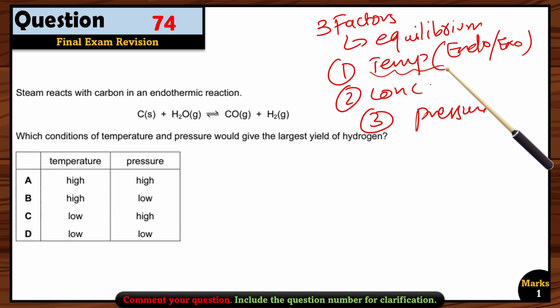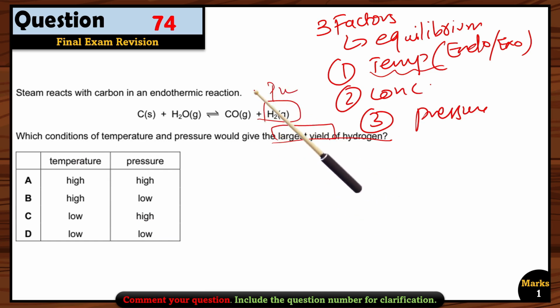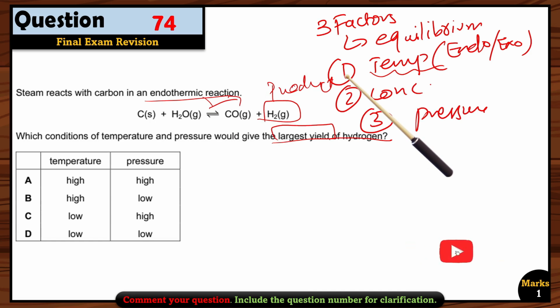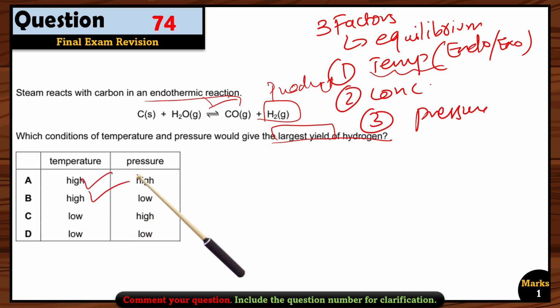So now let's see this condition. Which conditions of temperature and pressure would give the largest yield of hydrogen? Where is hydrogen? It is our product, and this reaction is endothermic. What does it mean? It means the forward reaction is endothermic. Endothermic reactions always like to have high temperature. They like to take heat from their surroundings. So you provide high temperature for endothermic reactions so that you can get more product. Okay, so the temperature should be higher because the reaction is endothermic. So increasing the temperature for an endothermic reaction will always increase the product. Okay, you will get more product.